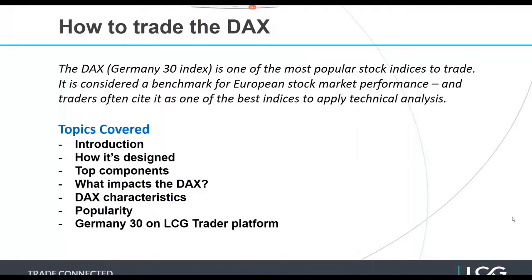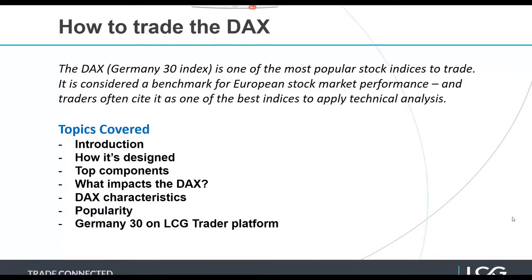So the webinar today is how to trade the DAX. The DAX, or the Germany 30 index, as it's traded with London Capital Group, is one of the most popular stock indices to trade. In fact, you'll see it listed in our popular products category on the LCG Trader platform, which we'll have a look at a little bit later.